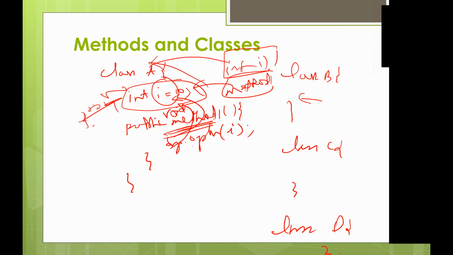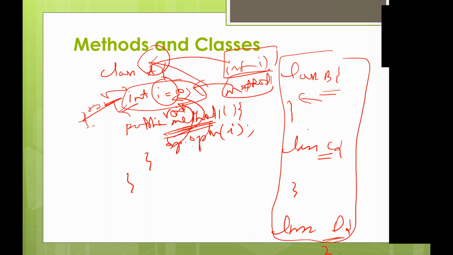So the question now arises: out of class B, class C, and class D, who all have access to these members of class A? The question is whether they are exposed so that other classes can access these members or not. That is what is defined using your access controls.